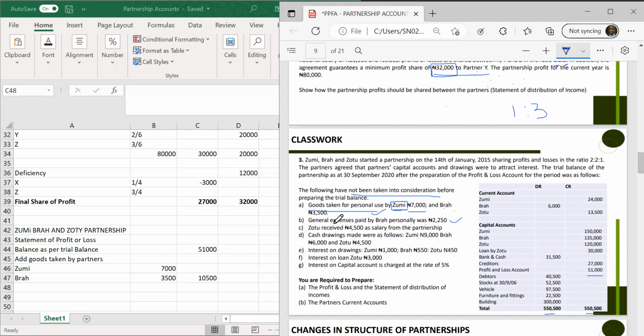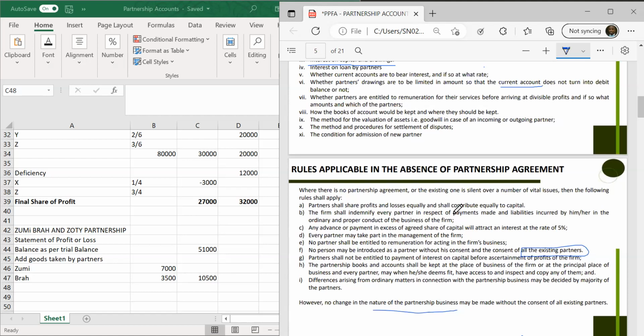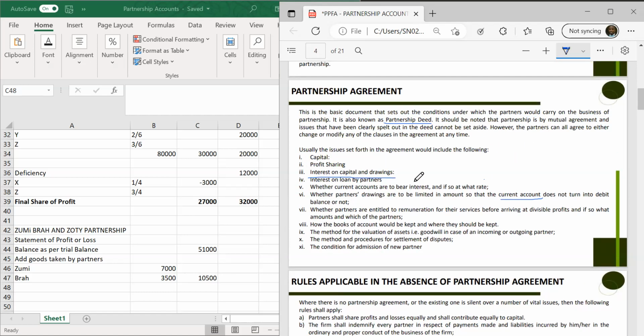Now let's look at the second part. General expenses. I want to take you a little bit back up, trying to see where it was noted before under partnership agreement.